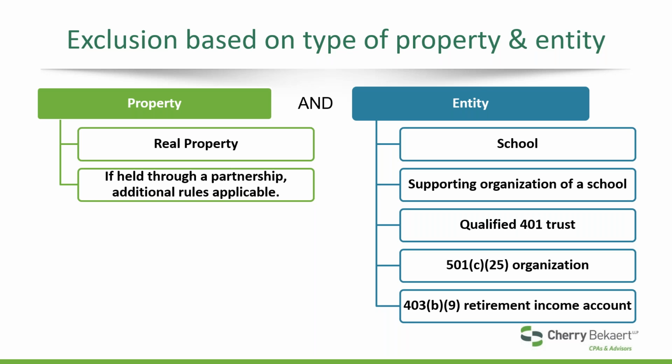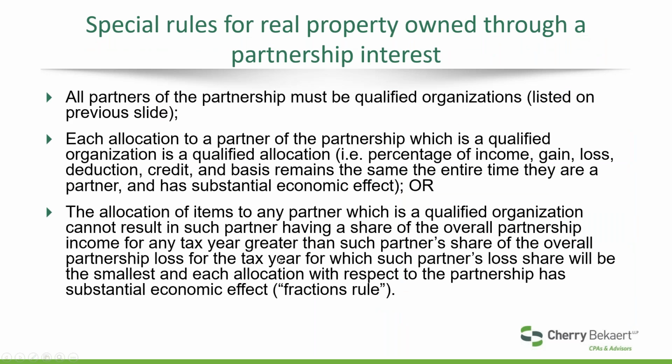Other qualified entities include qualified 401 trusts, 501(c)(25) organizations, which are a type of title holding organization. So essentially its purpose is to hold property on behalf of a related 501(c) organization, and also 403(b)(9) retirement income accounts. So if the real property is owned through a partnership, and what the qualified entity actually owns is a partnership interest that owns real property, then it still can fall under this exclusion if one of three criteria is met.